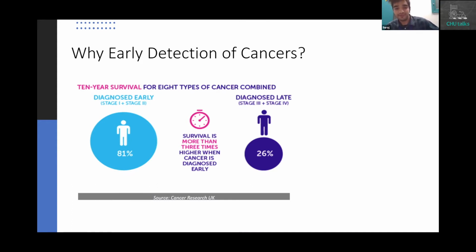It's primarily because survival is just much higher when the diagnosis happens at the earlier stages, which is stage 1 and stage 2, which is intuitive, which we have previously known. But it's still baffling to me to note that the survival is more than 3 times higher when cancer is diagnosed early. And this is just using therapeutic approaches that we currently have.